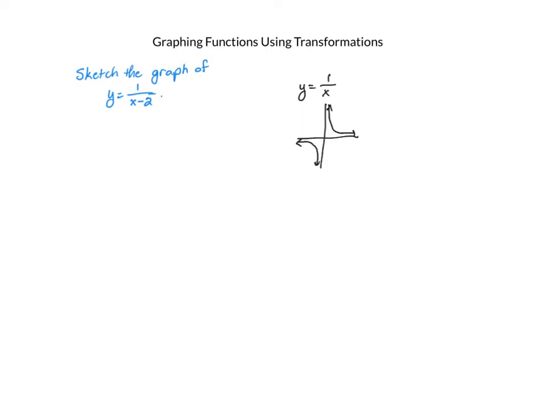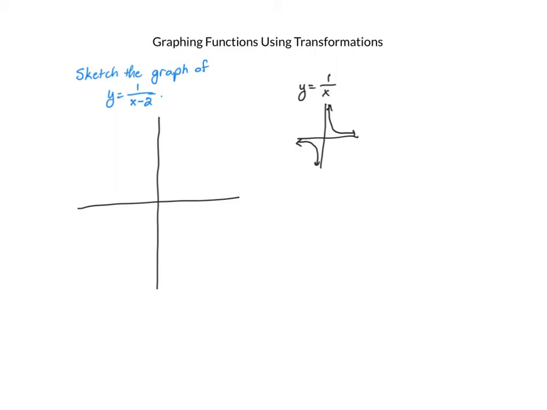So we're going to take this graph and now shift it to the right 2 units. Remember, when it's subtraction, we shift it to the right. So let's do that. I'm going to draw my grid, and I'm going to pick this graph up right here and shift it to the right 2.